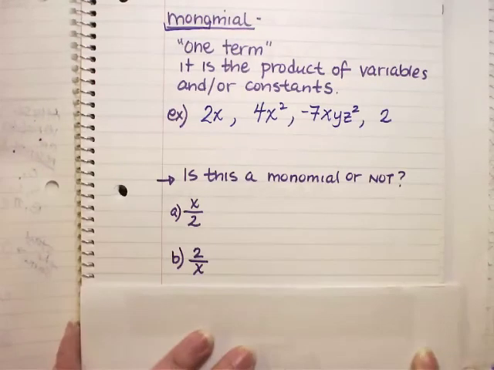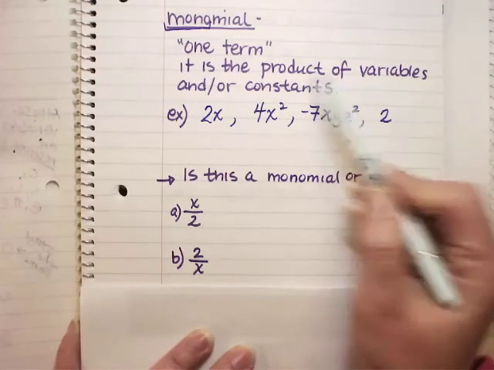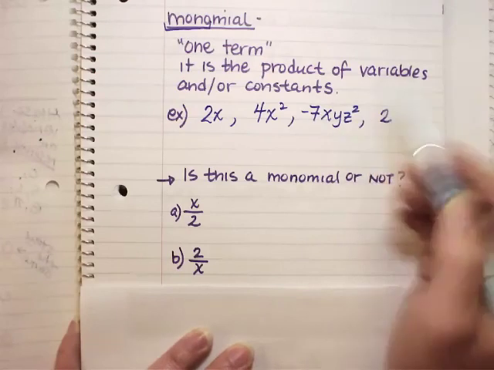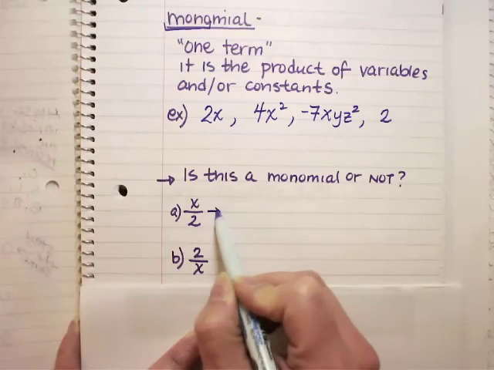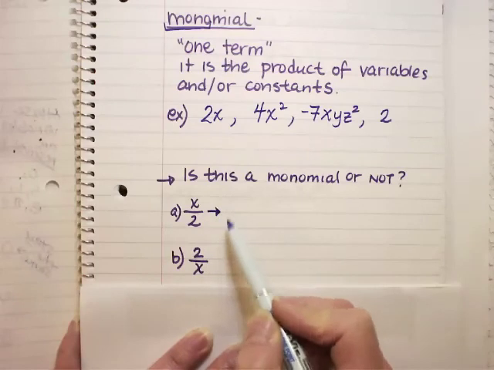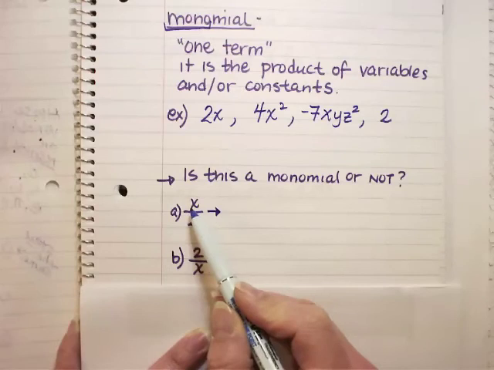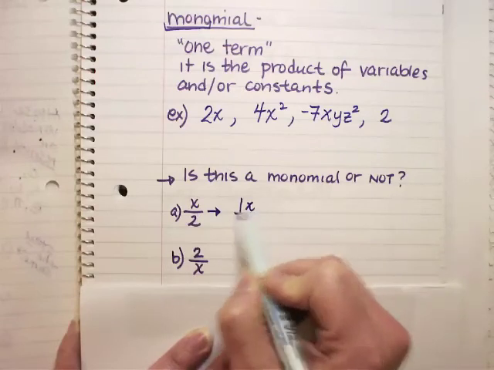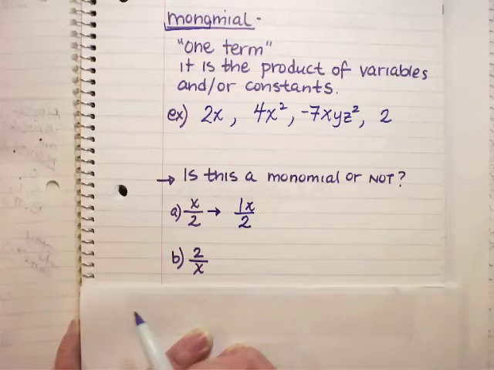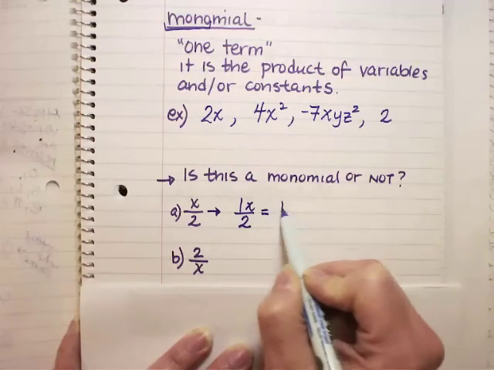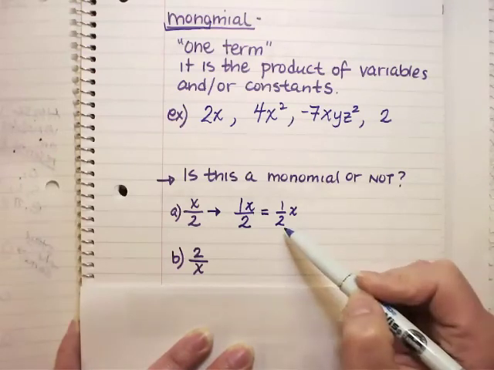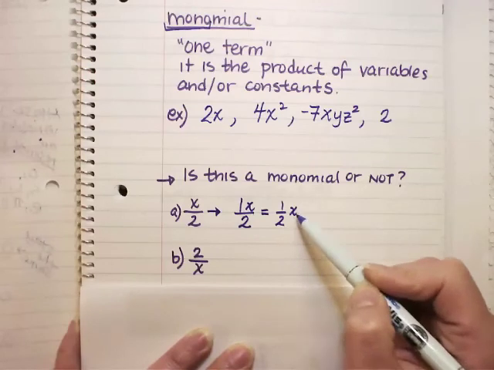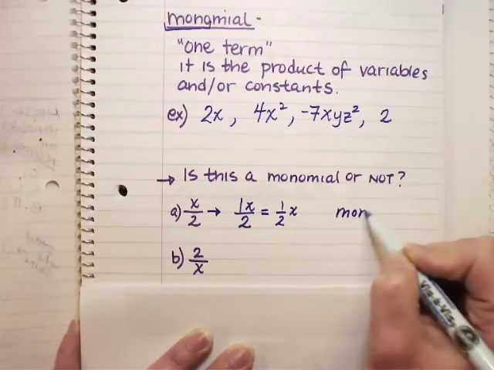Okay, go back to the definition itself. It is a product of variables and or constants. Think about x over 2. How else could this be written? Isn't there that invisible 1 in front of the x, the identity 1? So this is in fact 1x over 2. Also, it could be written as 1/2 times x. So if you take a look at this, you'll notice it's 1/2, a constant, that's a number, times x. So this is in fact the monomial.